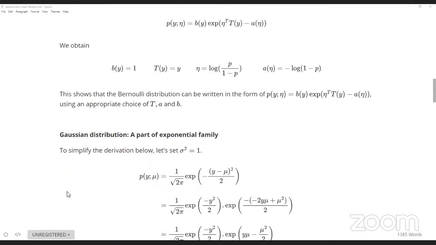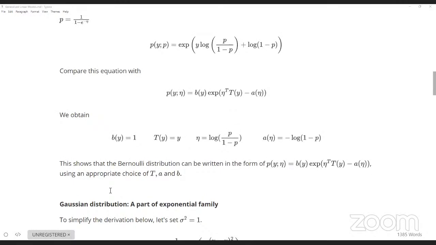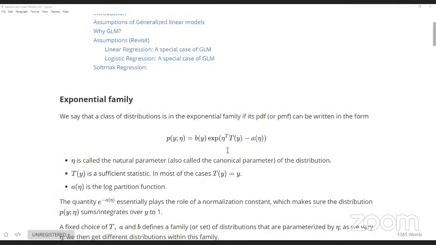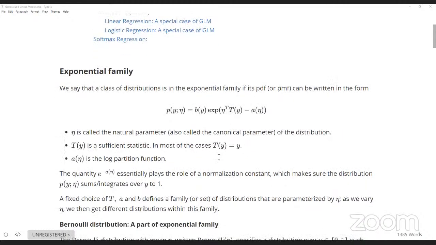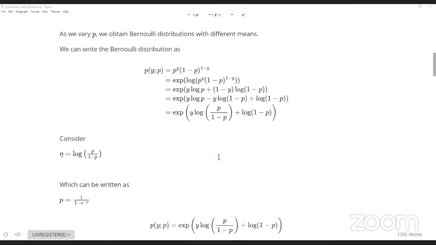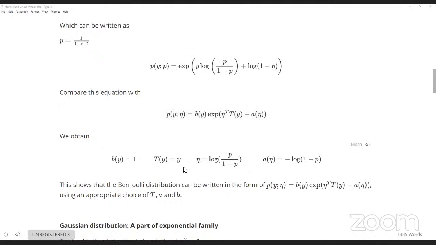Now, sir, there is eta power T. So what is this? Is this the transpose of eta? Yes, it is the transpose. If it is a vector... here it comes out to be a scalar, so it doesn't make any difference whether it is eta or eta raised to power T, the transpose. In some cases it may be a vector, so there we write eta transpose.